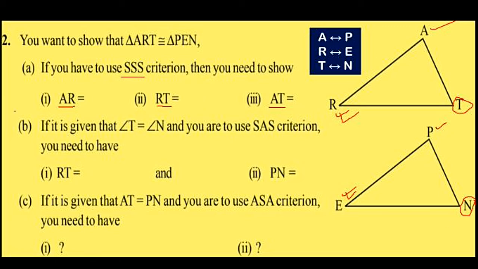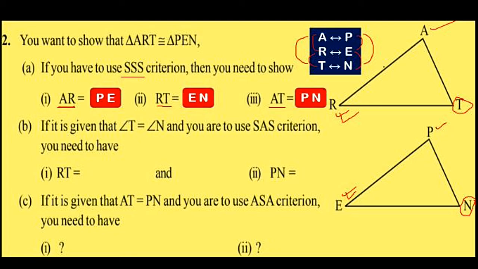So AR, now we come to the first part. AR should be equal to what? PE. RT should be equal to EN. AT should be congruent to PN.